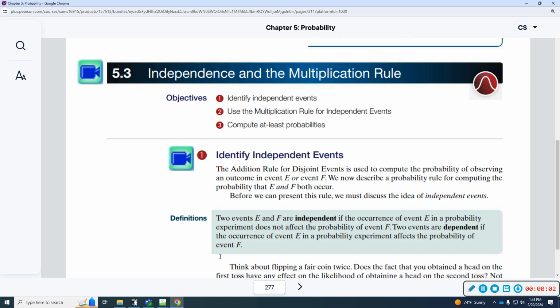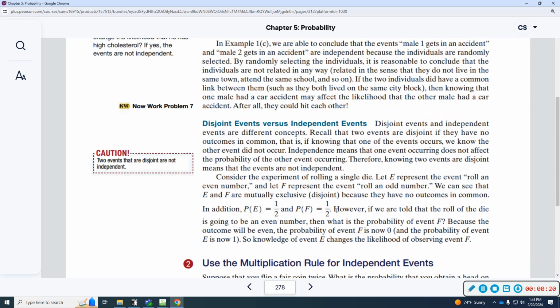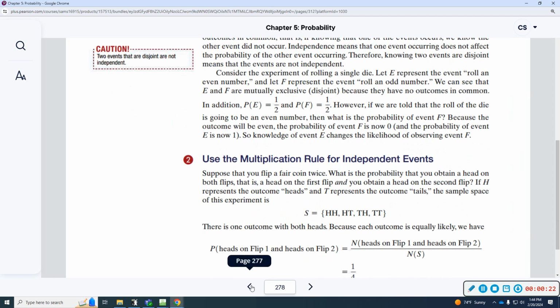All right, today we're going to be looking at chapter 5.3, Independence and Multiplication Rule. So this time I'm not going to spend a lot of time going through the textbook, but I will ask you to go ahead and read, go through and look at all the definitions. There's a lot of nice examples that they provide for you so you can get a better understanding.